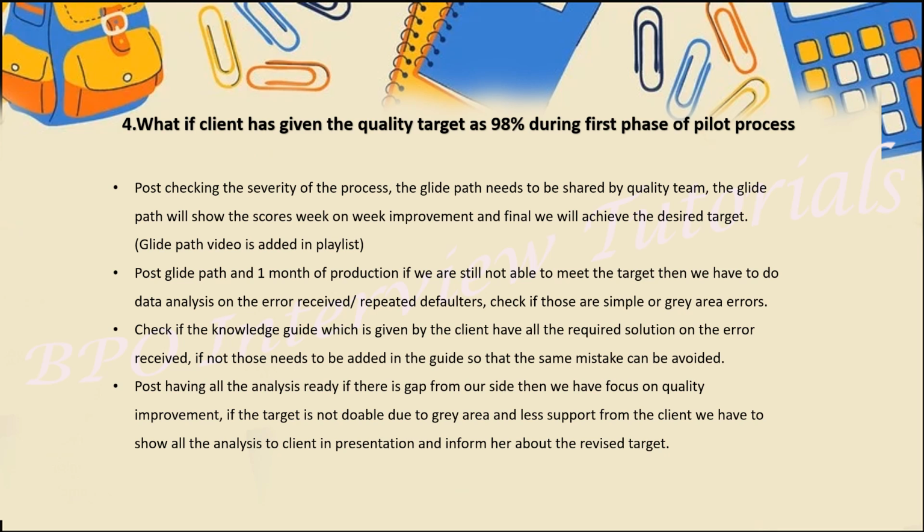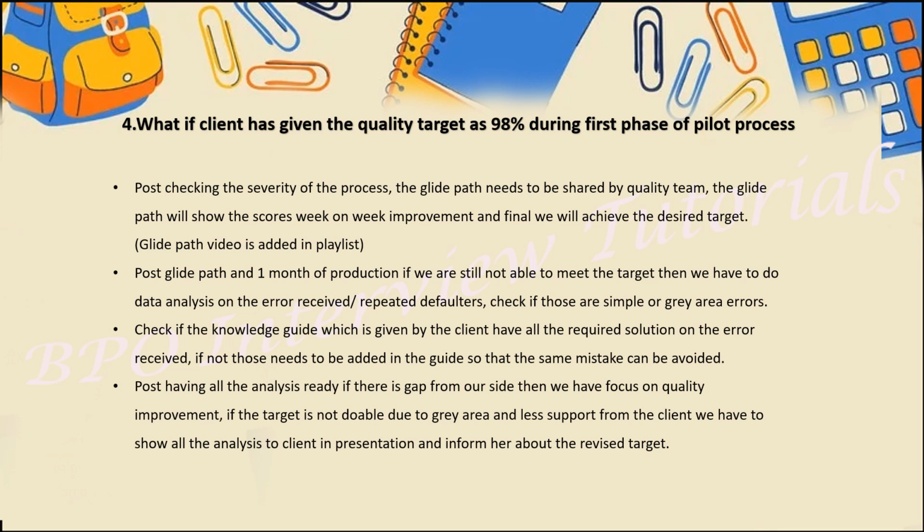So what you will do? First you have to check all the severity, everything, the type of volumes you are getting, the type of calls you are getting. You have to keep track of everything, so that if you fail to achieve the 98%, you should have data ready with you, you should have all the answers available. On the basis of that, we will show the glide path to the customer. We will tell them in the first week we will achieve 92, then 96, then 98. This is actually a glide path, we are showing the improved trend. In this way we will improve the scores.